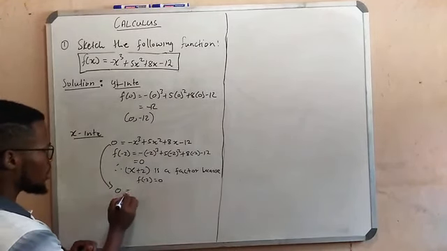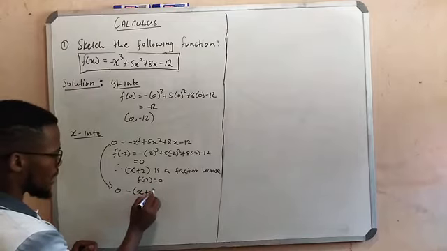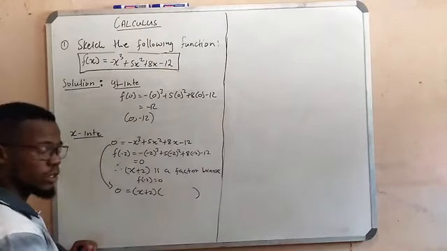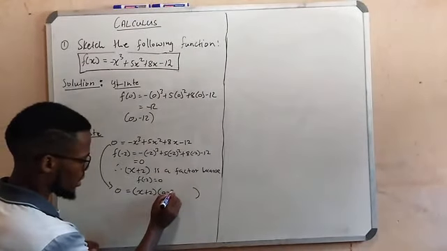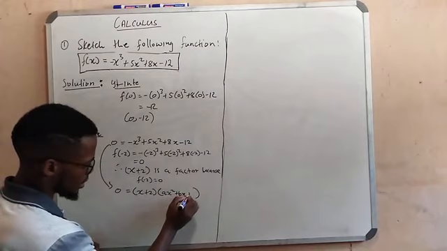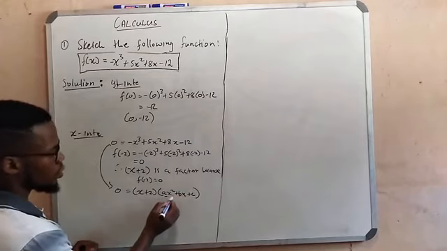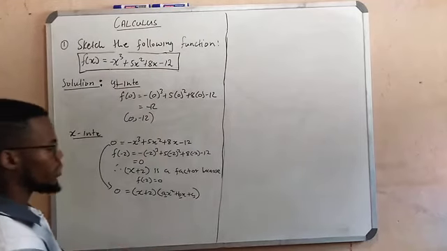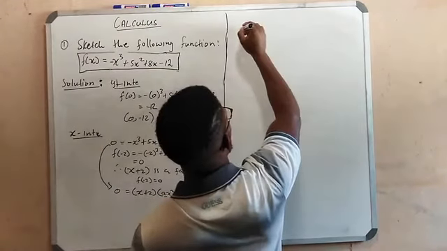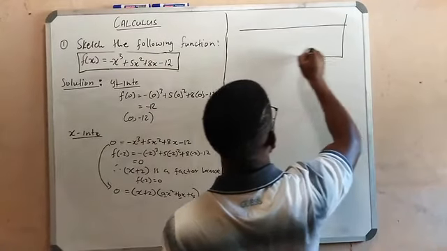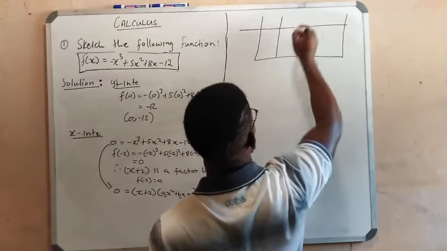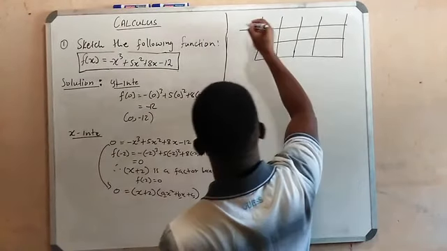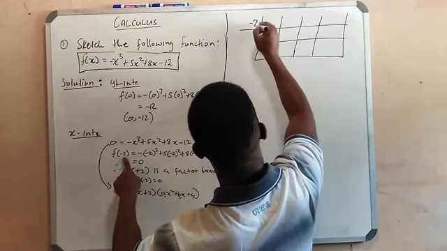So in other words, we now have 0 = (x + 2). So we need to factorize here, or find the coefficients of this bracket, which is ax² + bx + c. So we need the values of a, b, and c. How do we find that now? We're going to use this very helpful table. Remember, our factor is -2.